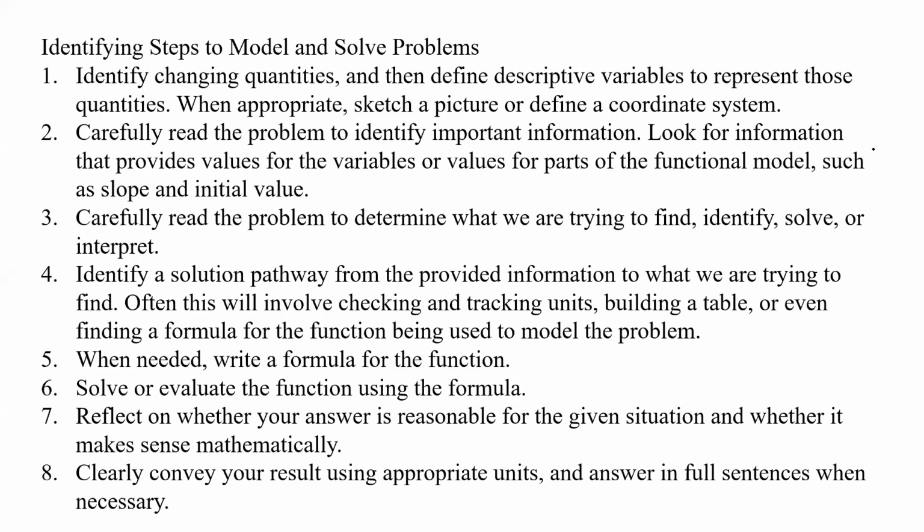And what we need to do is carefully read the problem to identify the important information. Then we look for information that provides values for the variables or values for the parts of the functional model, such as a slope or initial value. And we carefully read the problem to determine what we're trying to find or identify or solve for and interpret. So sometimes you might actually be asking for an area, another time you might be asking for a length. And so you have to know what are you actually trying to look for here.